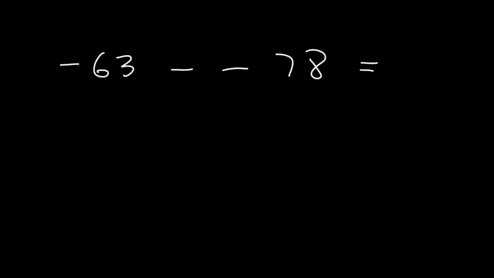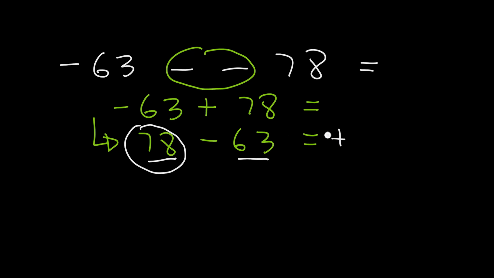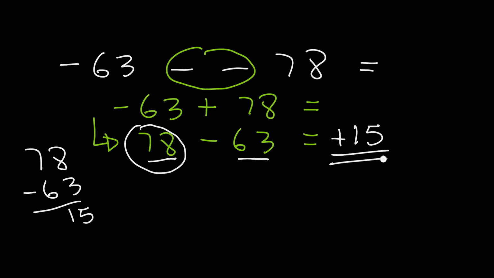Now, solve for negative 63 minus negative 78. Let's change this problem into addition. Okay, since this video is about subtracting integers, let's set up this problem as a subtraction problem. What should we do next? You should know by now. We take the sign of the bigger number. 78 is the bigger number. Our final answer has to be positive, and we take that number, which is 78, and subtract. I'll do it quickly in my mind. That's positive 15.